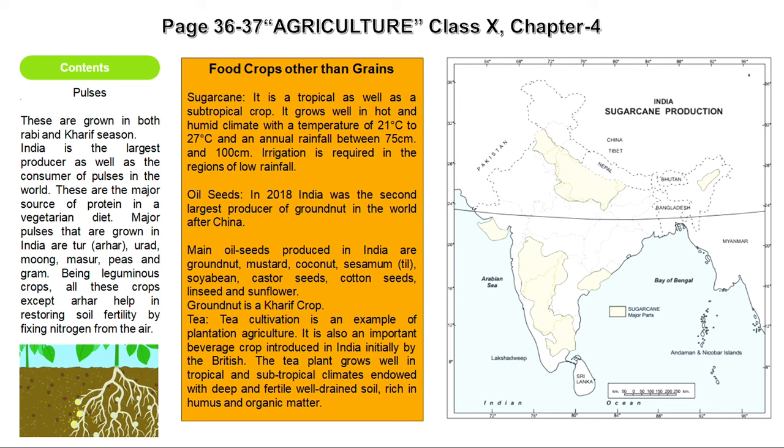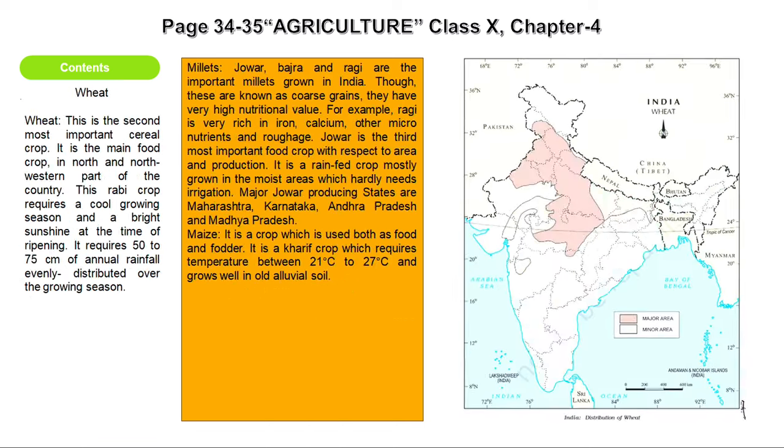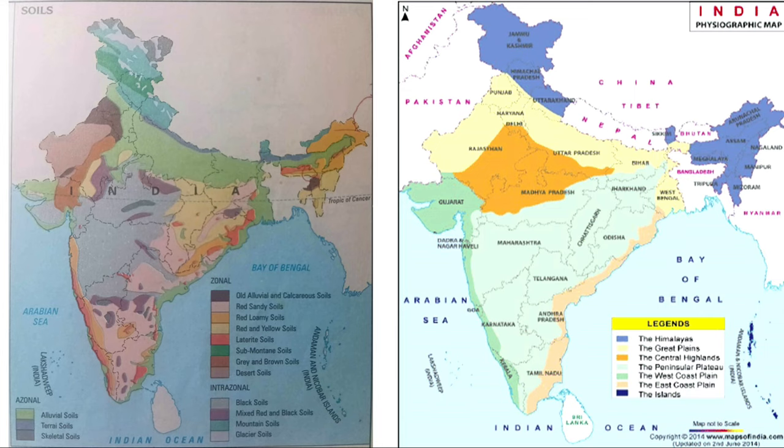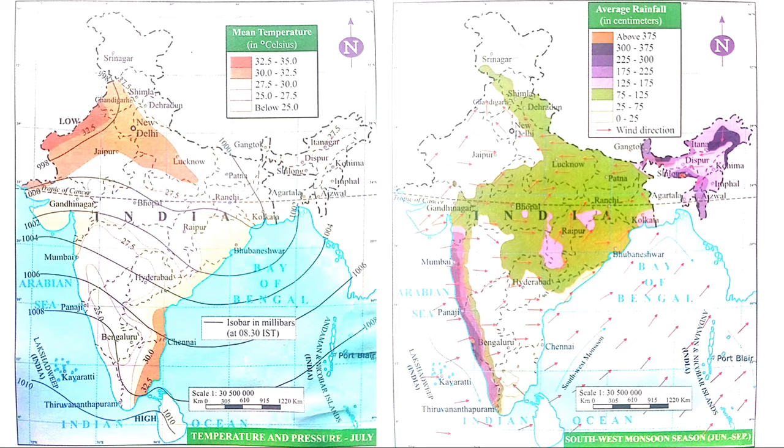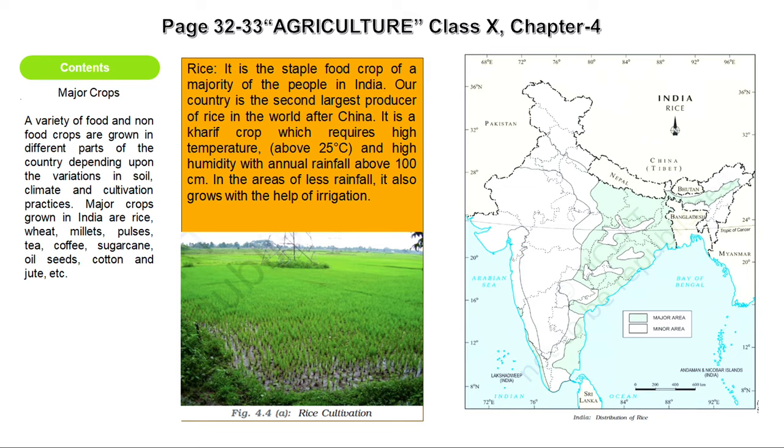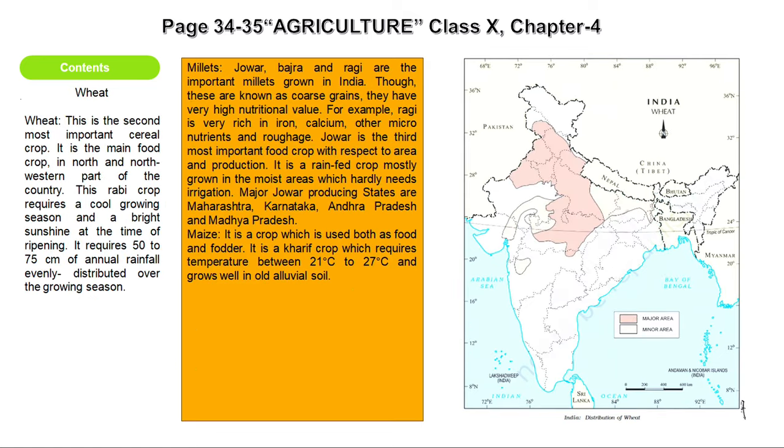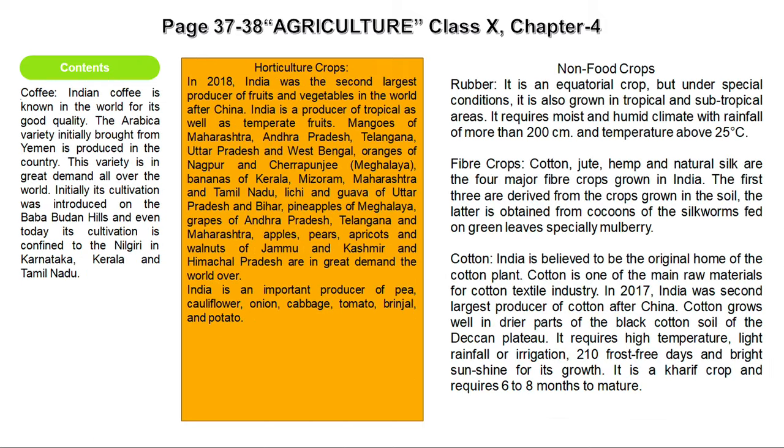Food crops other than these: there is sugar cane, oil seeds, the tea plantation definitely. If you go through the various food and non-food crops, you will find that the physiographic division and the climatic variations over India in the winters and summers will explain everything, that where any particular type of food and non-food crop should be grown. Okay.